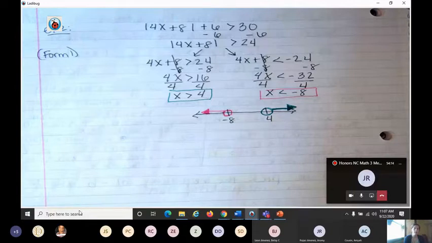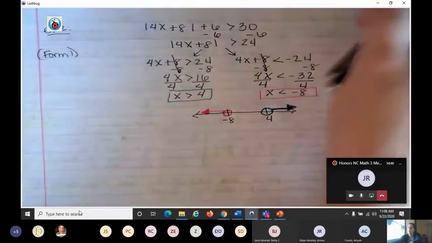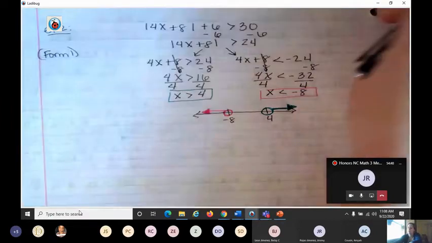Okay, if there are no questions, we're going to move on to example 3. Example 3 is different. So this one we really need to pay attention to, okay? So any last questions on example 2 before we move to example 3? Okay. We're going to move up to example 3.